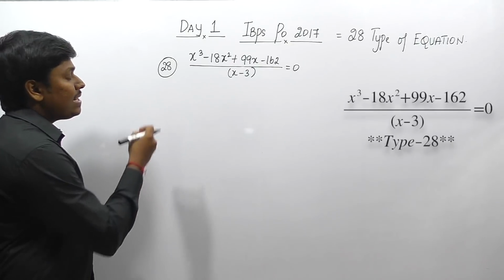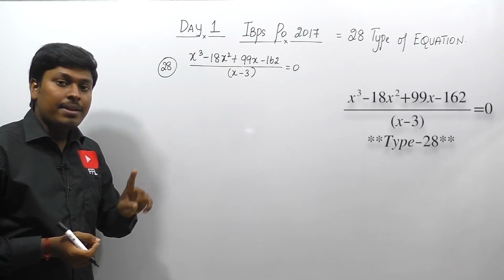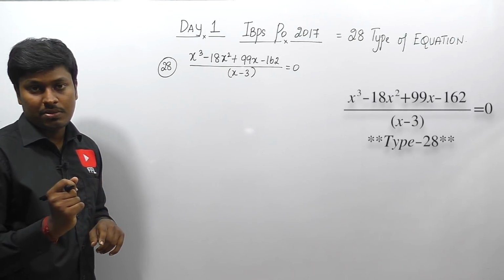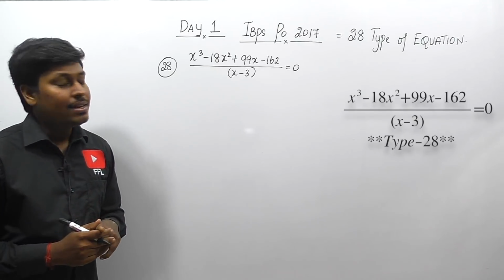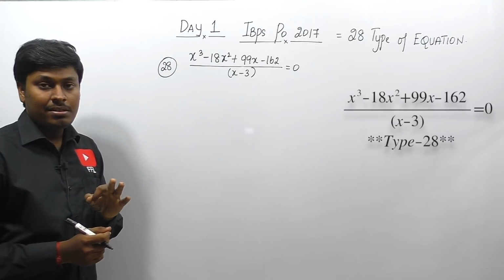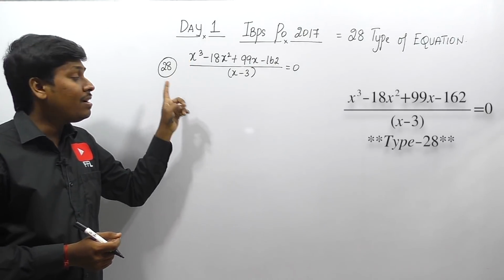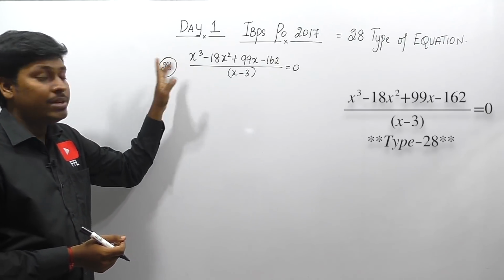The last, 28th type of equation. I think this equation was asked only one time in the bank exam, that too in Bank of Baroda 2016, I think so. They asked 3 questions based on this pattern. The equation starts at x cube. I think we have made a separate video on this type of equation. It is the x cube equation model.